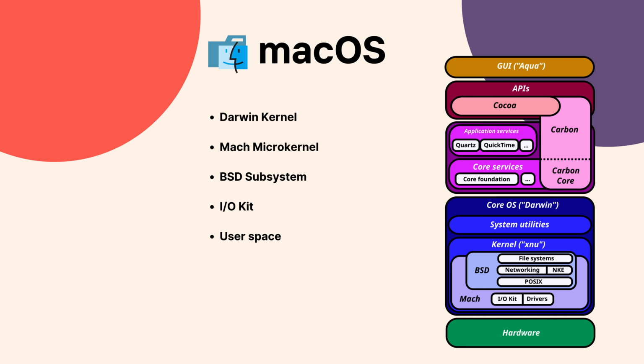User space includes the Aqua GUI, Quartz rendering, Metal API, Cocoa, SwiftUI frameworks, and compatibility tools like Rosetta 2 to run x86 apps on ARM chips. macOS balances stability, performance, and tight integration with Apple's hardware, especially M-series chips. It combines open source components like Darwin with proprietary ones like the UI.